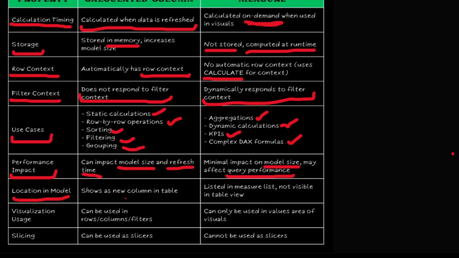A calculated column will be shown as a new column in the table, whereas a measure is listed in the measure list and it is not visible in the table view. Let's see the visualization usage. The calculated column is similar to any other column in the table, so we can use it in rows, columns, and filters in our visuals. But a measure can only be used in the values area in the visuals. Since measures are aggregations, generally they are single values, so they cannot be used as columns.